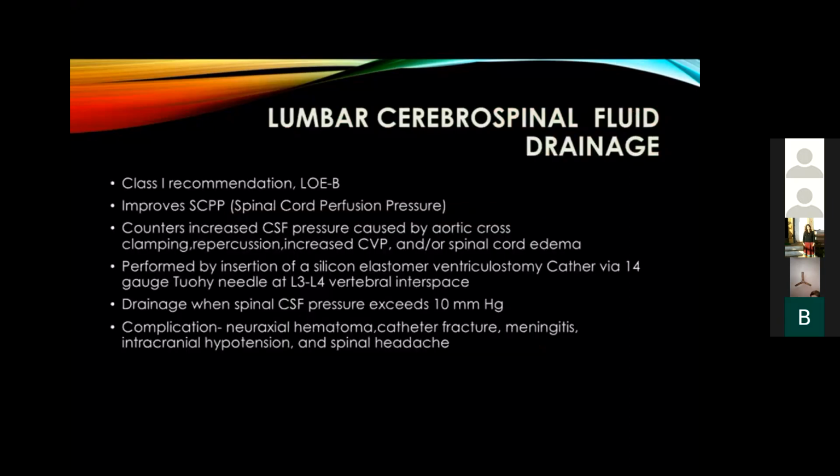Now, lumbar cerebrospinal fluid drainage, class 1 recommendation, level of evidence B, improves the spinal cord perfusion pressure. It counters the increased CSF pressure caused by the aortic cross-clamping, reperfusion, increased CVP, and or spinal cord edema. It's performed by the insertion of a silicone elastomer ventriculostomy catheter via a 14 gauge Tuohy needle at the L3, L4 vertebral interspace. Drainage when spinal CSF pressure exceeds 10. Complications: neuraxial hematoma, catheter fracture, meningitis, intracranial hypotension, or spinal headache.